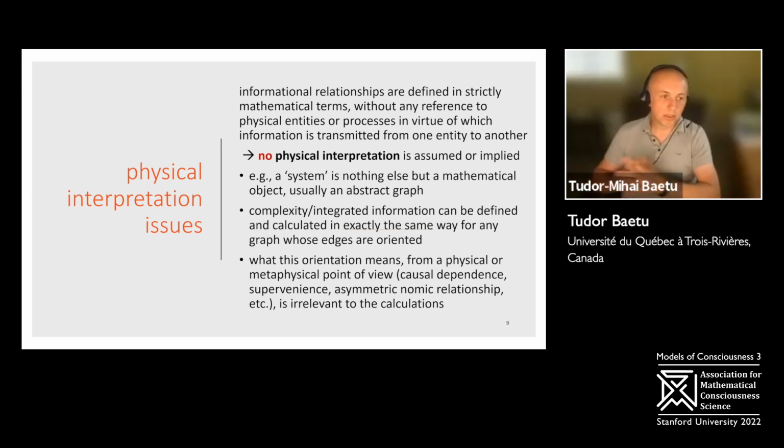For example, a system, as described in IIT, is nothing else but a mathematical object, usually an abstract graph, a causal graph, for example. But this is a mathematical entity. So complexity or integrated information can be defined and calculated in exactly the same way for any graph whose edges are oriented. The orientation of the edges doesn't come with a built-in interpretation. We could interpret them in many ways. We can interpret them in terms of causal dependence, but in philosophy some philosophers have interpreted them in terms of supervenience, this kind of instantaneous causation, if you will, as well as in terms of nomic relationships and other kinds of metaphysical interpretations. So this physical or metaphysical interpretation is in some cases irrelevant to the calculation. Nothing really changes from a mathematical point of view.